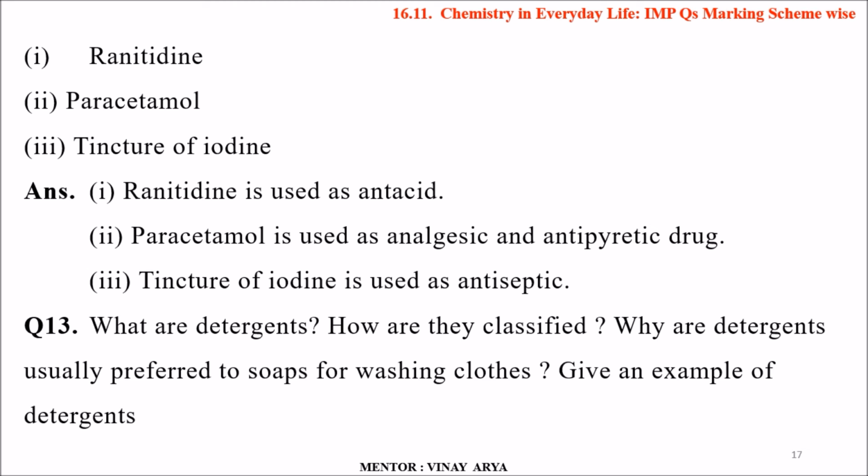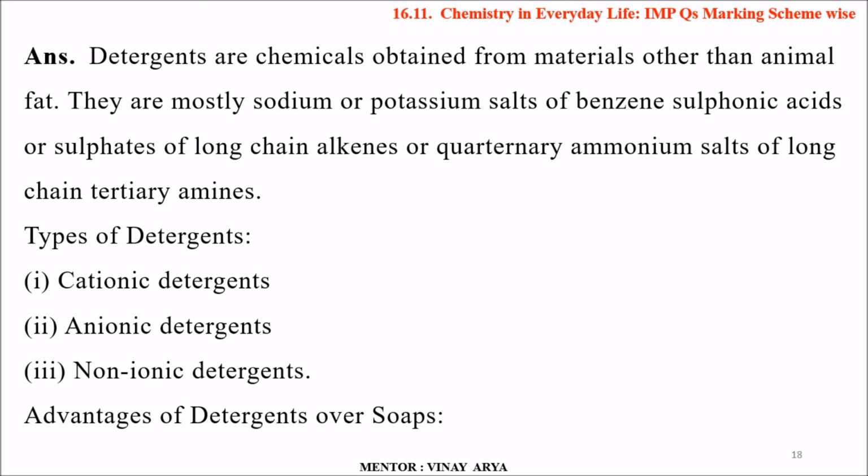Question number 13. What are detergents? How are they classified? Why are detergents usually preferred to soaps for washing clothes? Give an example of a detergent. Detergents are chemically obtained from materials other than animal fat. They are mostly sodium or potassium salts of benzene sulfonic acid, or sulfates of long chain alkanes, or quaternary ammonium salts of long chain tertiary amines, which are obtained from petrochemicals.